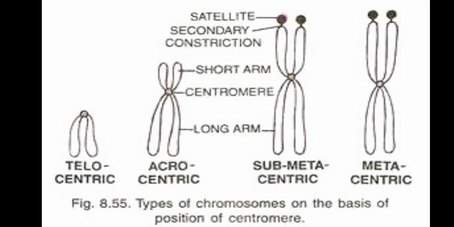I am repeating: in a metacentric chromosome, the centromere is located in the center and both arms of the chromosome are equal in size. In submetacentric, the centromere is present slightly away from the center. One arm is very long, one is comparatively short. In acrocentric, the centromere is present far away from the center, so one arm is very long and another is very short. And in a telocentric chromosome, the centromere is present in the terminal part. Okay.